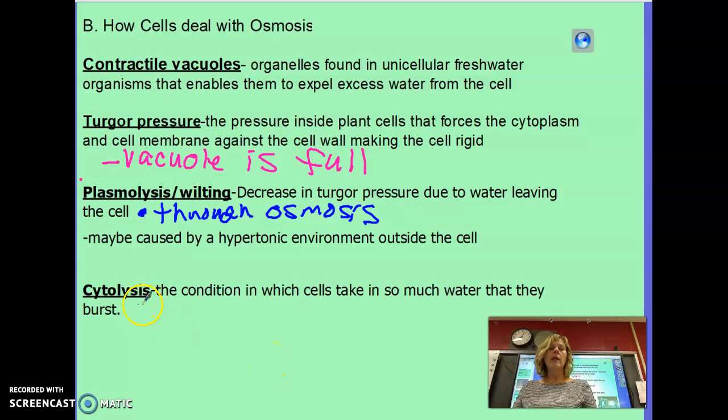All right, and then in the event that cells take in too much water, there actually is something called cytolysis where they actually can burst. They might reach that point where they absolutely just burst open, kind of a small explosion, because if that cell becomes very, very full and there still is a higher concentration of water outside of the cell, it still wants to keep diffusing in, and at some point that cell membrane just can't expand anymore.